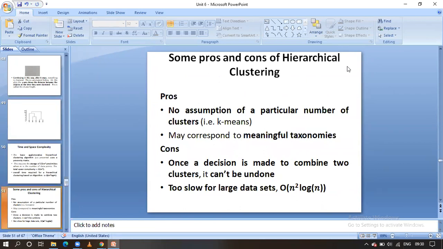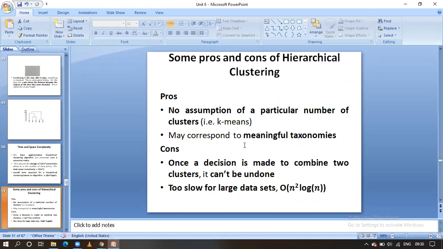Okay, related to the pros, guys. Here there is no need to decide how many clusters we have to take in agglomerative clustering. But coming to the previous one, the K-means algorithm, we have to give as input how many clusters we have to take, guys. But coming to agglomerative hierarchical clustering, there is no need to specify the particular number of clusters. Okay, that is one of the advantages of hierarchical clustering.